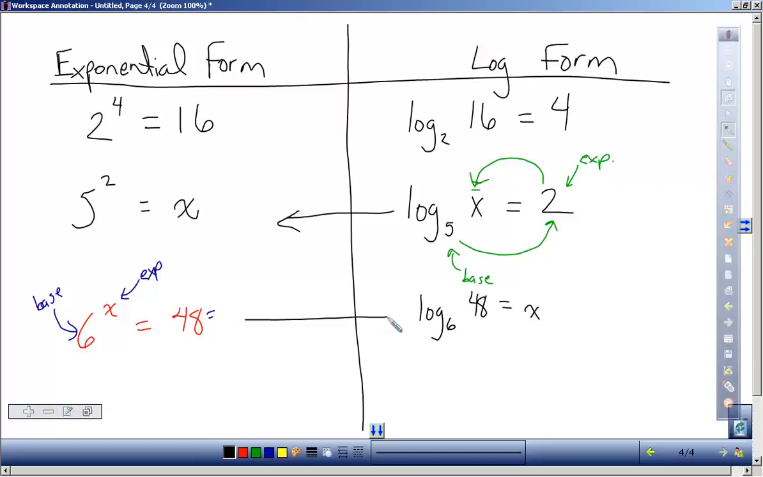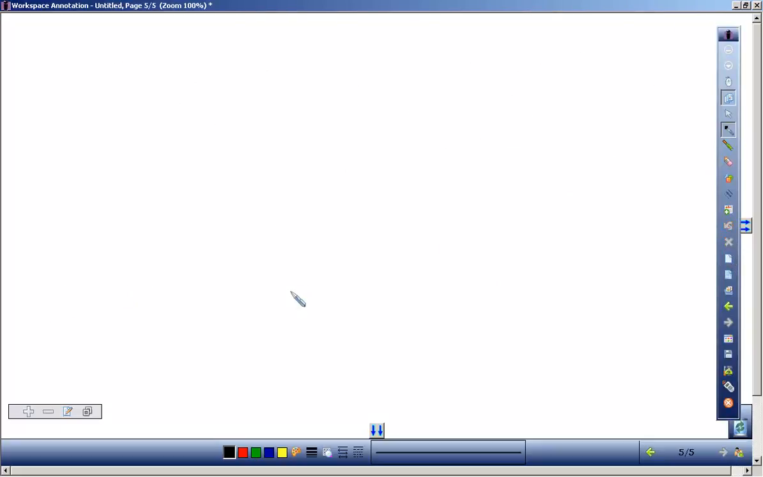So being able to go back and forth, take it as a log and rewrite it as an exponential, or take an exponential and rewrite it as a log. It's a matter of remembering your base is your base. It's the same in both of them. The base here is the base here. The exponent is the exponent. And the number it's equal to is still the number it is equal to. So this is how we can go back and forth between exponential form and log form.